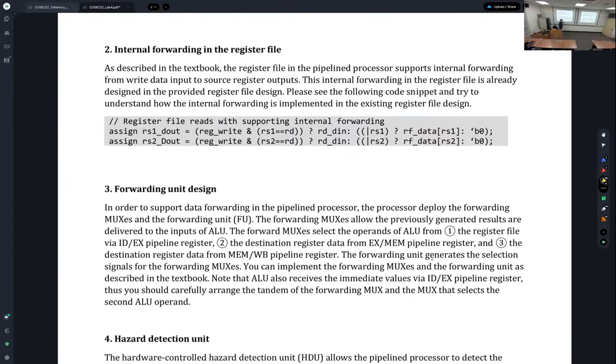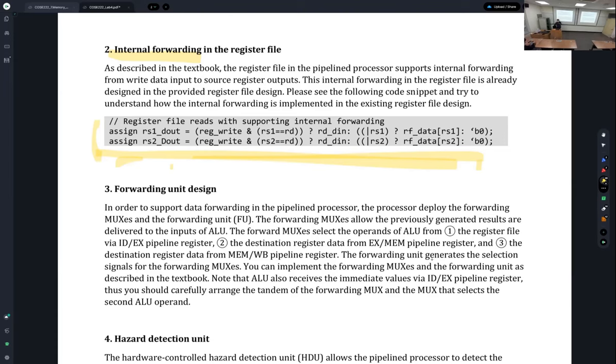And then as I mentioned, the register file of the five-stage pipeline processor supports internal forwarding. I provide the completed register file design, which means internal forwarding is already designed inside of the register file. If you compare the register file of the single cycle processor and the register file of the five-stage pipeline processor, you can find that they are a little bit different, because the register file of the five-stage pipeline processor supports internal forwarding, and this logic is already implemented.